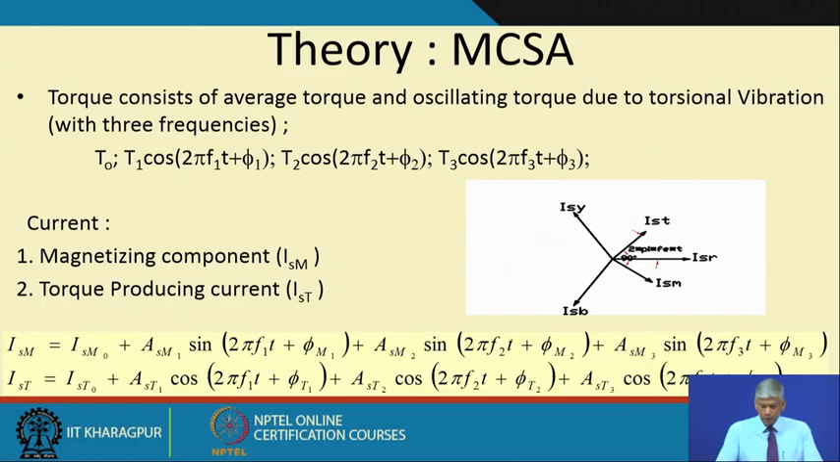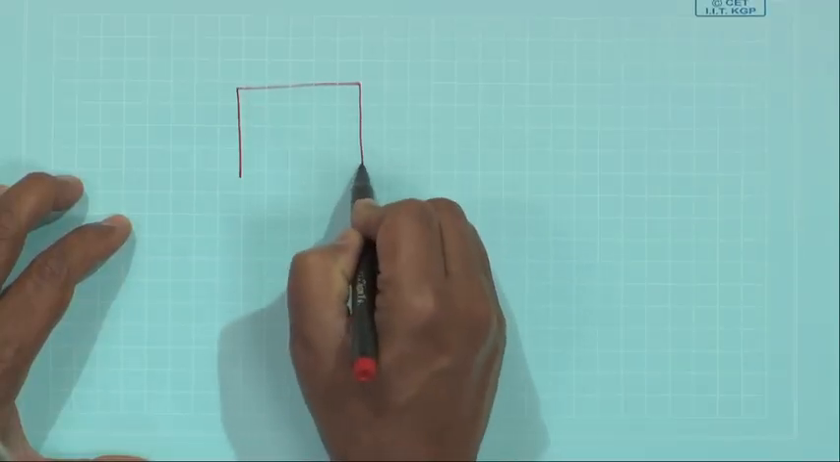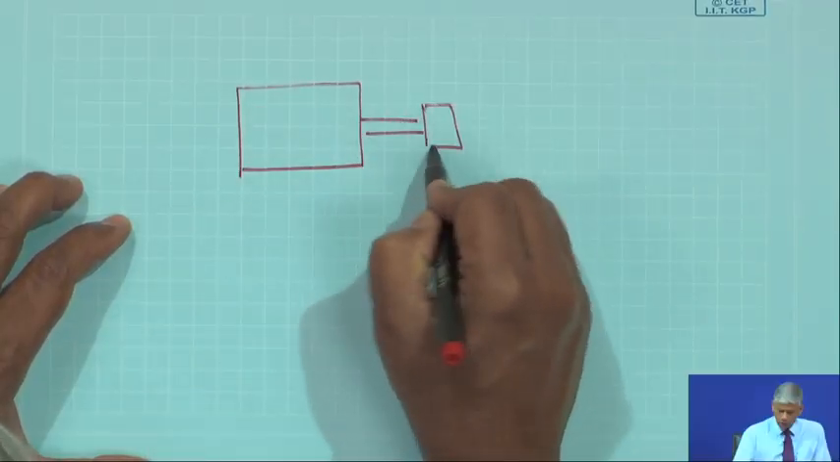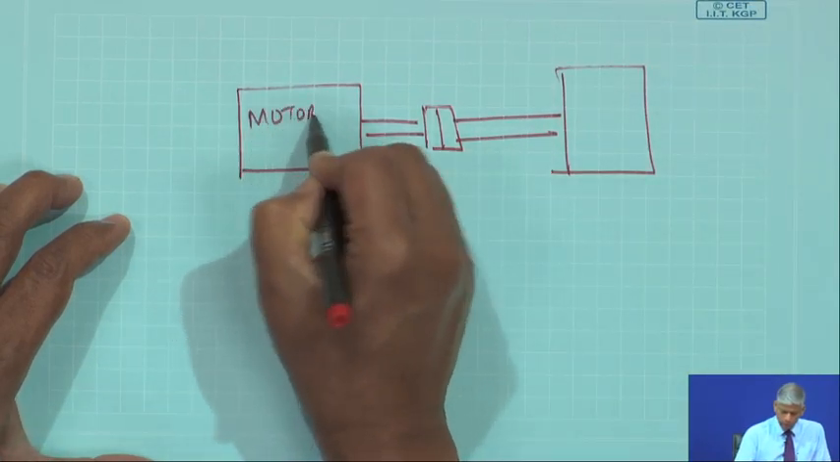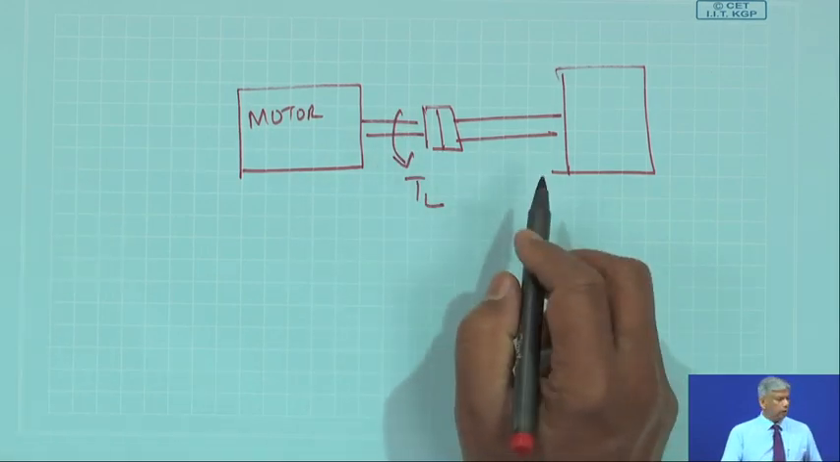Okay. Now, let us look into the theory of motor current signature analysis as to why it is beneficial or why it is able to sense. Now, look at this, the torque which I discussed as TL on the electric motor. This is due to the oscillating torque due to torsional vibration. Now, what is this torsional vibration? So, this motor which I am talking about, suppose it is driving a mechanical unit, it is being given a load torque.